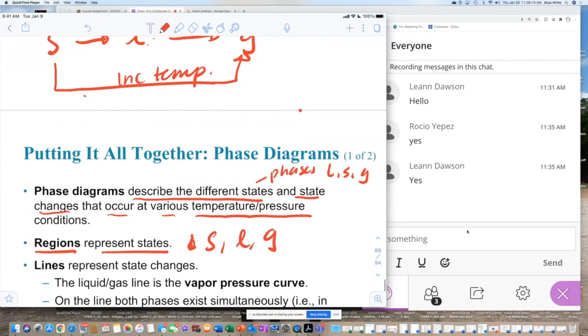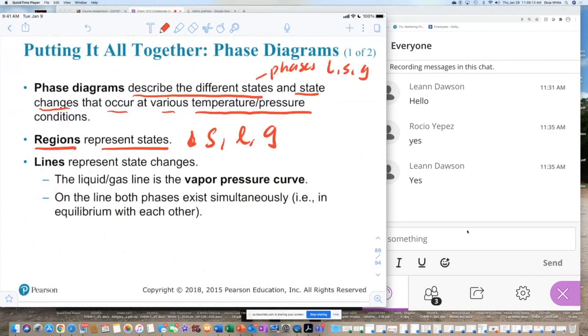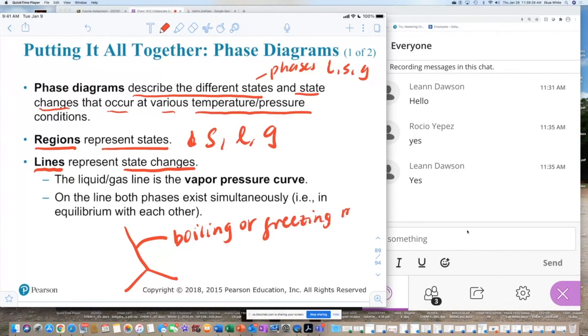And then to separate the states, we'll have lines. We're told here the lines represent the state changes. When we have the lines dividing one state from another, on that line we'll have the transformation from one state to another. So you have things like boiling or freezing or melting, so it all depends on what that line is separating. Is it separating liquid and gas? Is it separating solid and liquid? The liquid-gas line is called the vapor pressure curve.